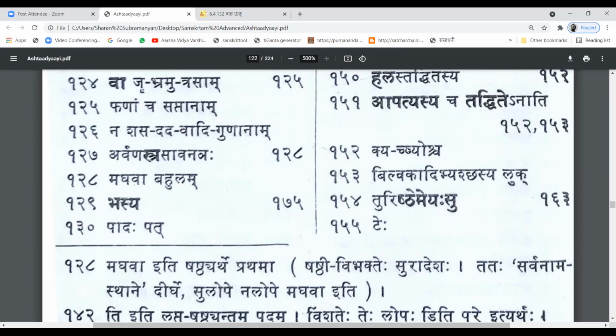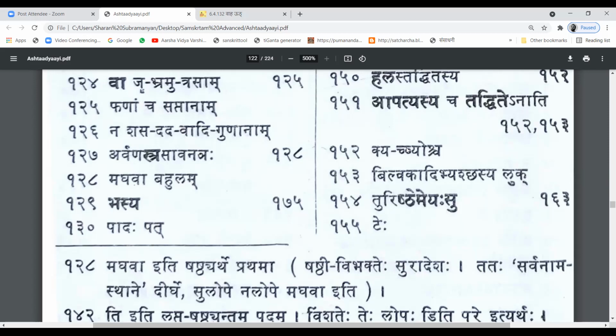What happens? The changes are given below. What will happen to the bha sanjnaka Angasya, starting from 129 up to 174. So this is the bha section. If I tell you the bha section, refer to the bha section, then you have to look here: 6th chapter, 4th section, 129th sutra, Bhasya.